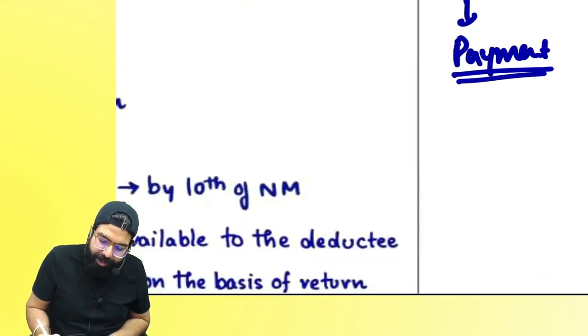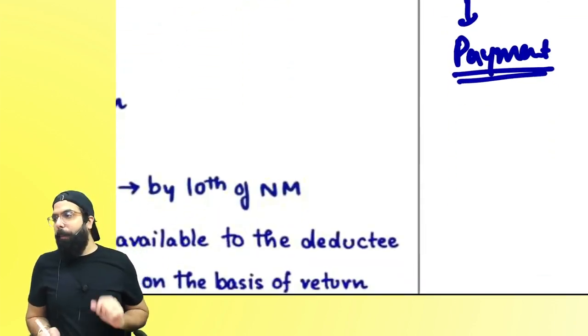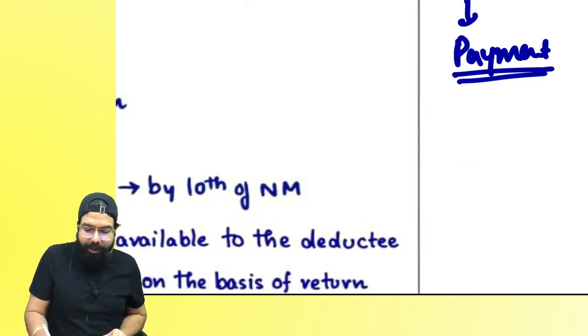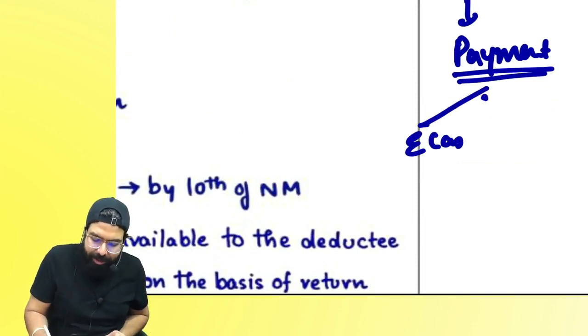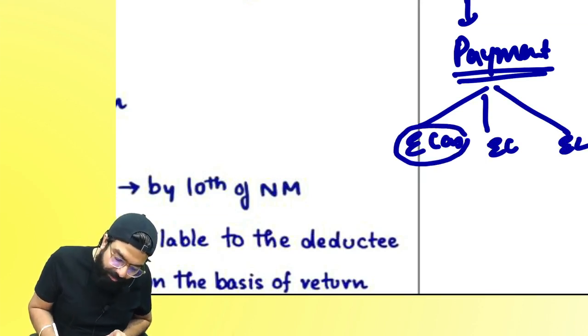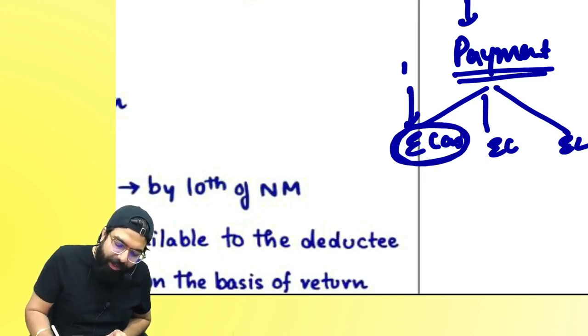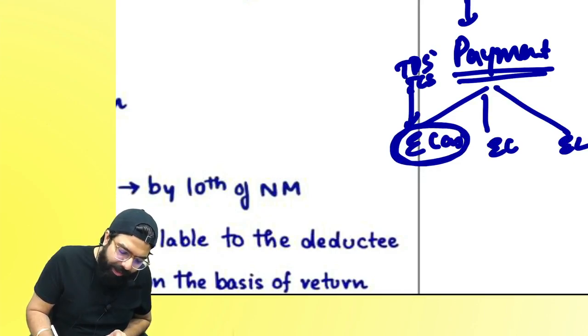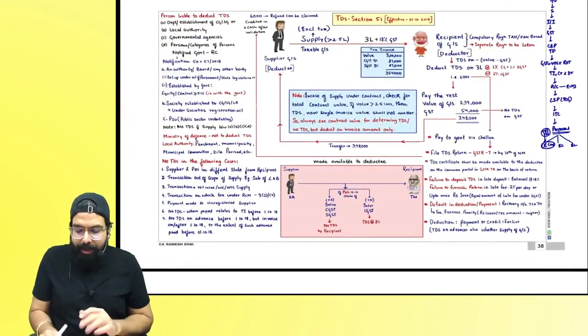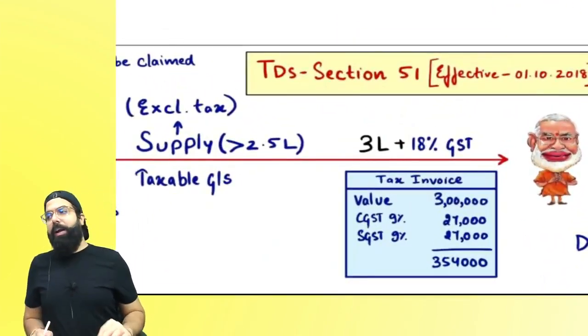Everyone, listen to me very carefully. When you learn the chapter of payment of taxes, you have the e-cash ledger, e-credit ledger and e-liability ledger. In the e-cash ledger, only TDS and TCS are credited. So here comes the linking. We are going to learn about TDS and TCS.